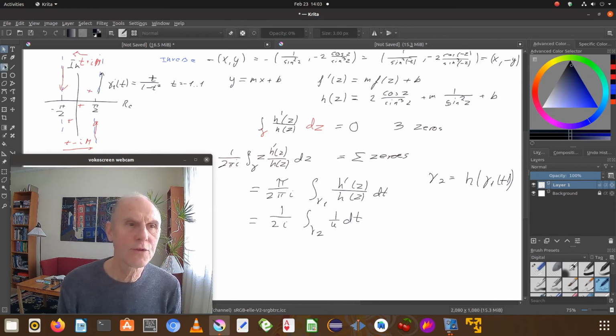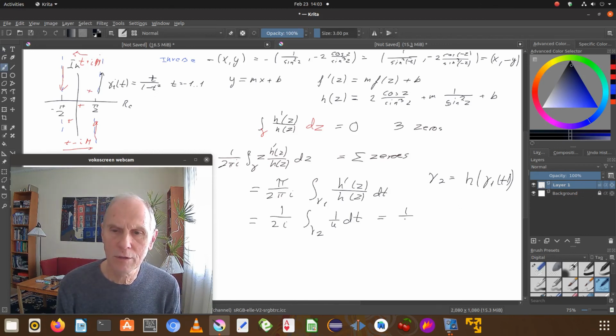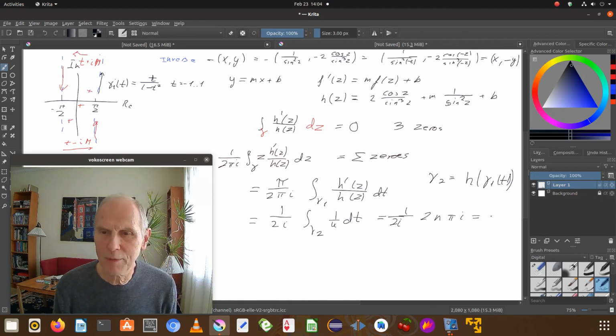So that gives 2n pi i, where n is the number of clockwise turning arounds. And this gives n pi.